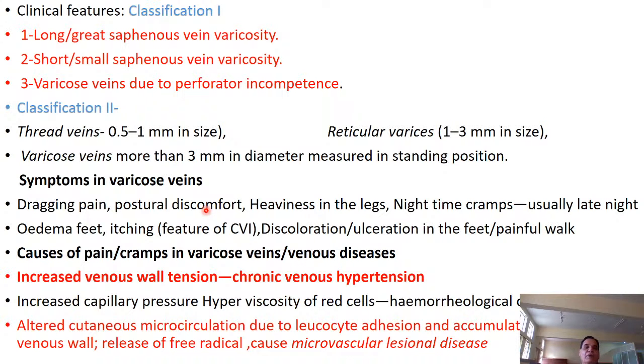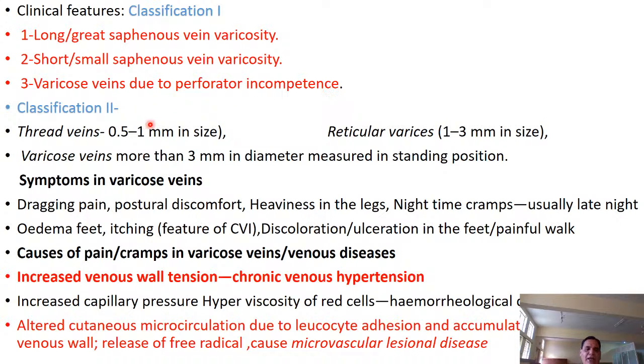So coming to clinical picture, we have considered anatomy, we have considered the etiology, primary cause, secondary cause. Okay. Now the clinical features. Remember only two classifications. In fact, you can remember only one. LSV varicosity, SSV varicosity, and varicose vein due to perforator incompetence. So this classification is regarding the anatomical as well as one of the pathological.